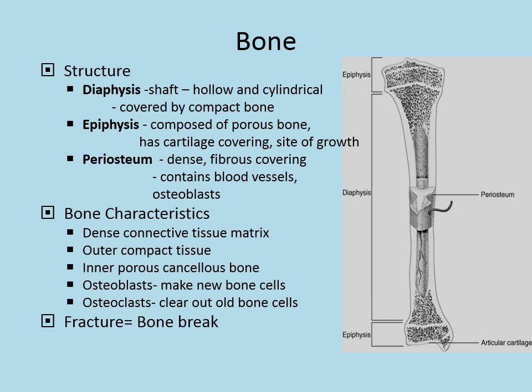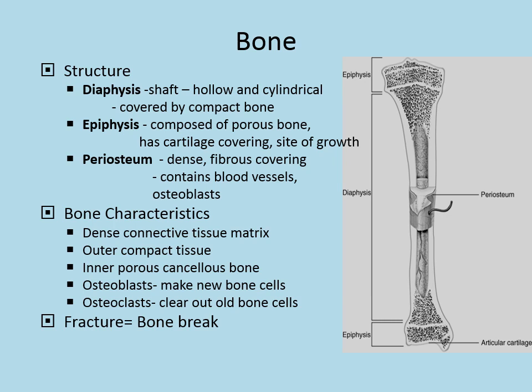For a long bone like a tibia or the humerus or a femur, we're going to have a diaphysis, which is the shaft of the bone, so that middle part of the bone. It is hollow and cylindrical and covered in compact bone. So it's fairly hard. It's also the thinner part of the bone, so this part can be easily damaged because it's just not as thick as the other parts.